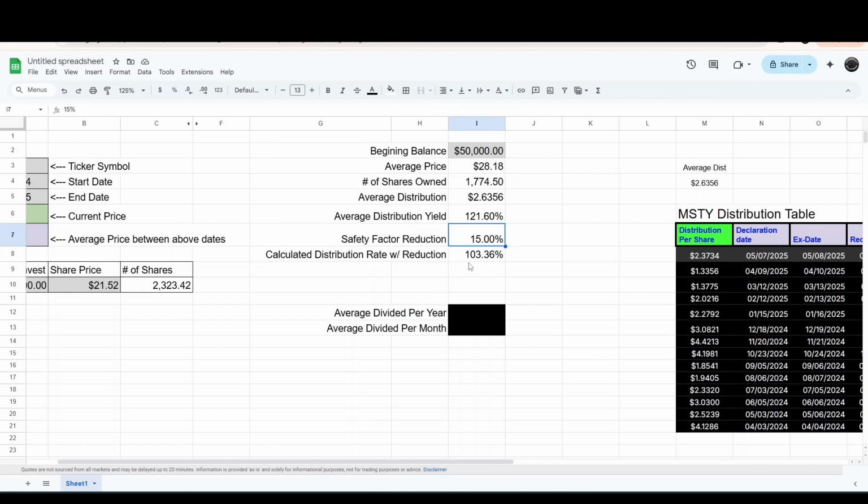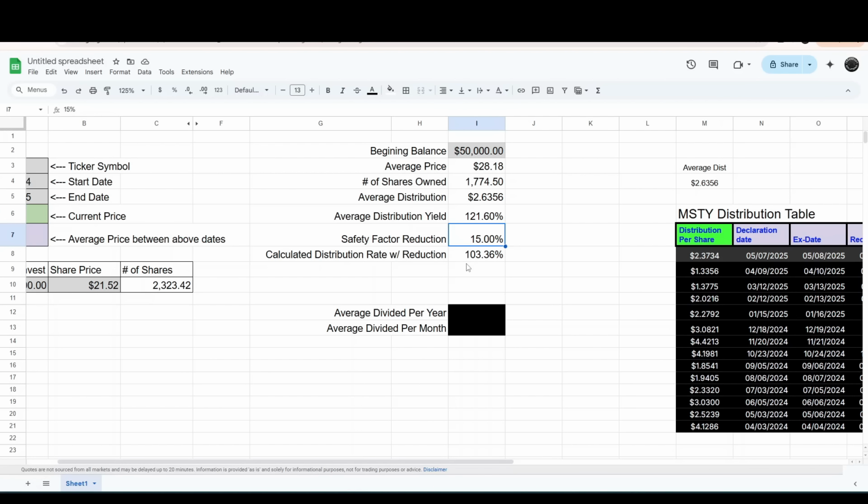So we'll use the 103.36 as the distribution rate or yield to calculate our average dividend per year and then break it out per month. So right now I've got it in as $50,000. I've got a 15% reduction on the current average distribution yield of 121. So that takes us down to the 103.